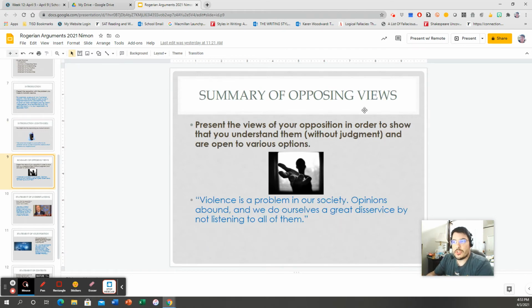Step 2 is a summary of opposing views. What I need to do is show my opponents that I understand where they're coming from, and I do that right off the bat. So I present the problem. Here's the problem, rise in violence. And before I get into what I believe, I need to show my opponent that I get where they're coming from.